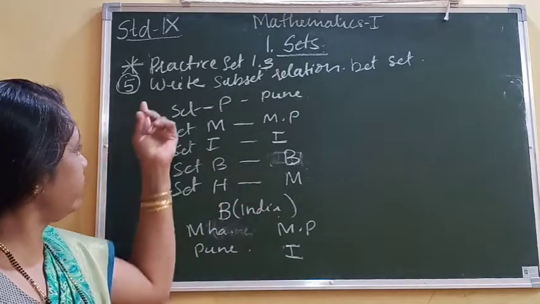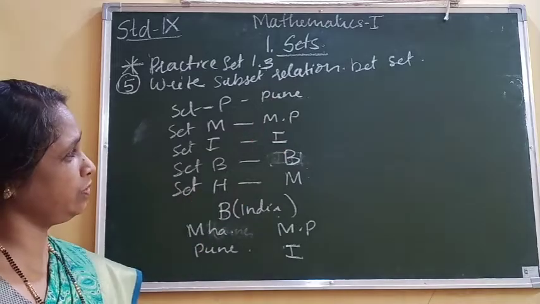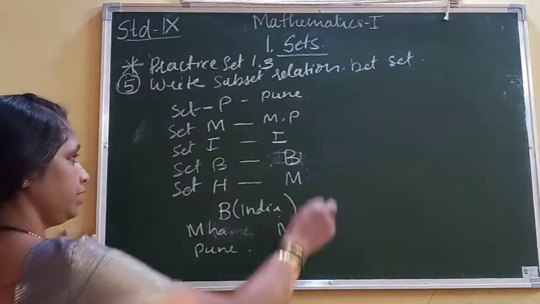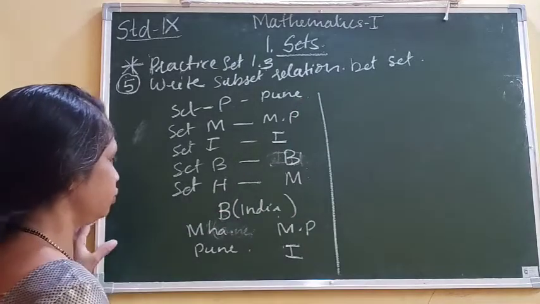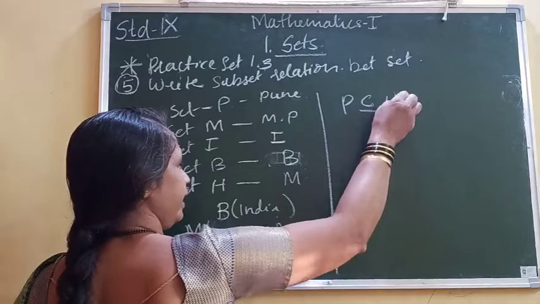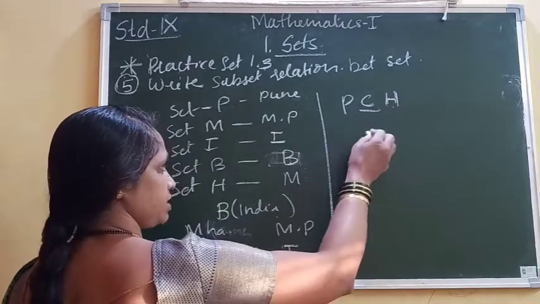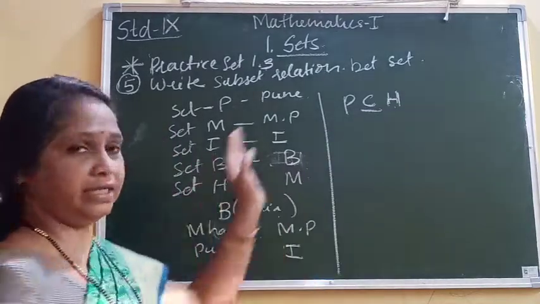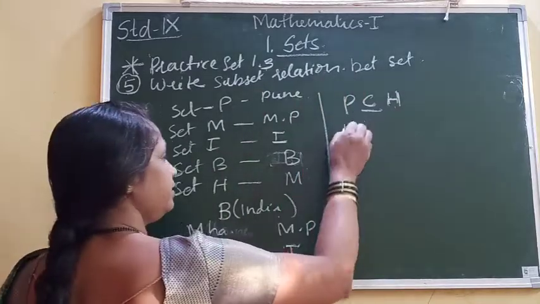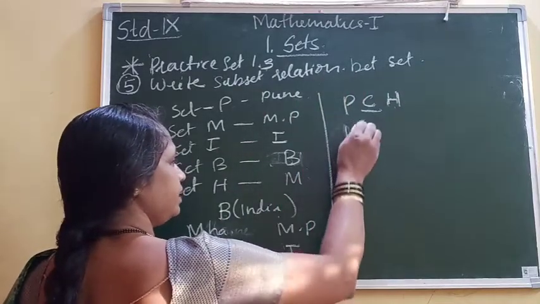Now what we have to write? Write the subset relation between the sets. So how will we write the subset relation? See, we have to write it for this. So P is a subset of H. H means Maharashtra. Means Pune is in Maharashtra. Okay, and Maharashtra is in Bharat.